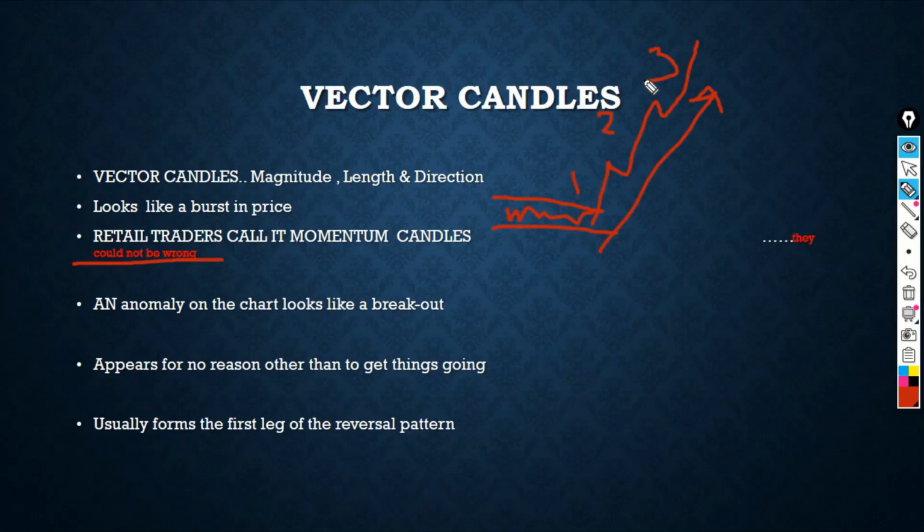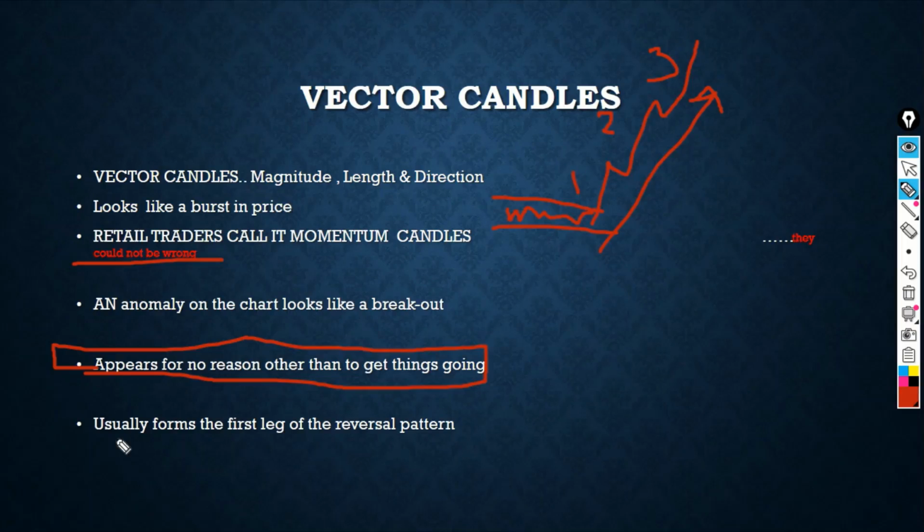It will be an anomaly on the chart that looks like a breakout, and it appears for no reason other than getting things going. I told you if your account is just sitting, you have $1,000 in your account and you didn't enter a trade, the money is of no use to the market maker. They can't take it. That's why they will bring the vector candle, and they will usually make it induce you to enter a trade. It's an inducement phase, the phases of the market that we talked about on day 1.